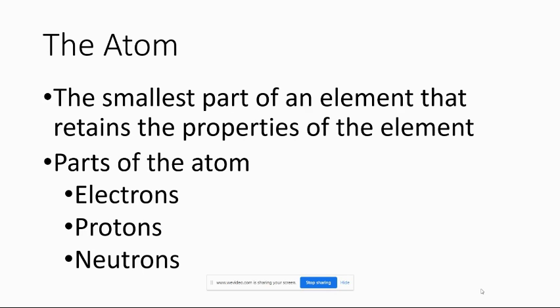Okay. The atom is the smallest part of the element that retains the properties of the element. There are parts of the atom that are smaller, but you're not going to be able to say, oh, that electron, that's sodium. You can't do that. So this is what retains the properties of the element. Electrons, protons, and neutrons then make that up.